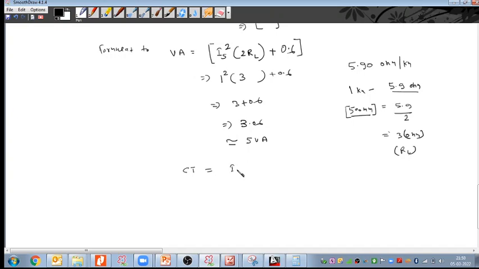They take I squared, and not just the 2RL. They take the RCT also, the CT secondary winding resistance, and that we can write as the RCT plus 2RL, the cable lead resistance, plus the external burden.